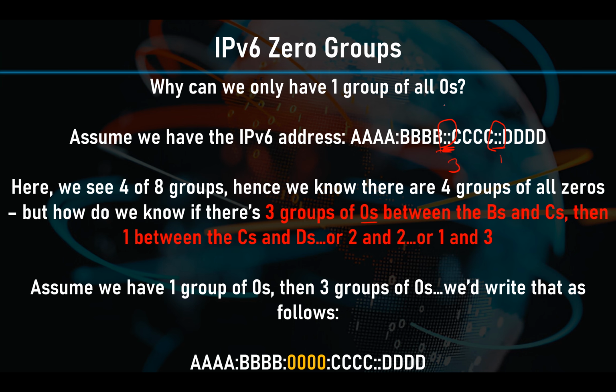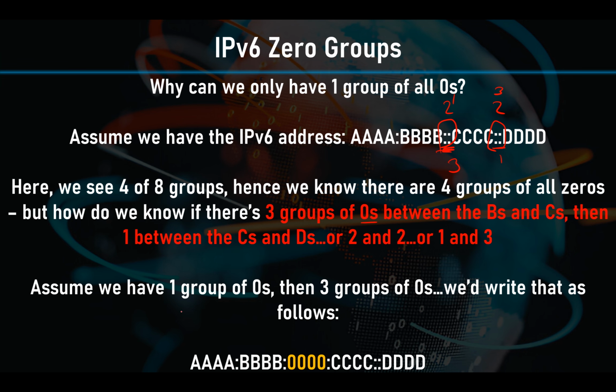There could be 2 groups of zeros here, 2 groups of zeros here. Or there could be 1 group of zeros here, 3 groups of zeros here. So if we have 2 gaps like that, then it's just going to be ambiguous. Hopefully that makes sense.